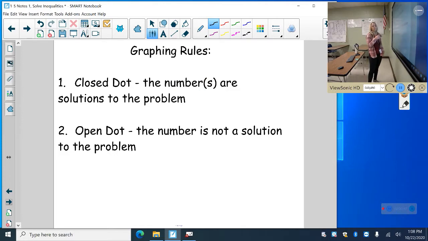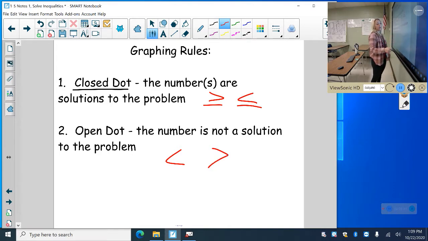Basically, there are a few rules because we do have to graph inequalities. A few rules that you need to know. If there's a closed dot, the numbers are solutions to the problem. So the inequality symbols greater than or equal to, less than or equal to, would have closed dots when you're graphing. An open dot, when graphing, means the number is not a solution to the problem. We have symbols like less than and greater than, or not equal to.